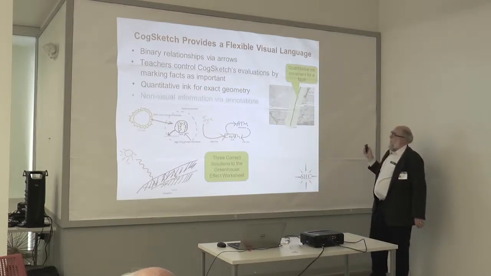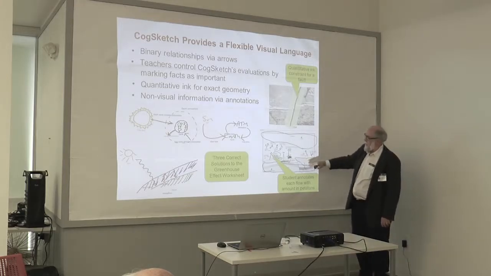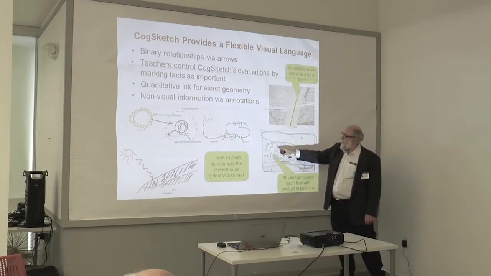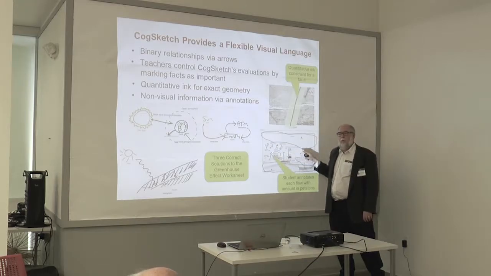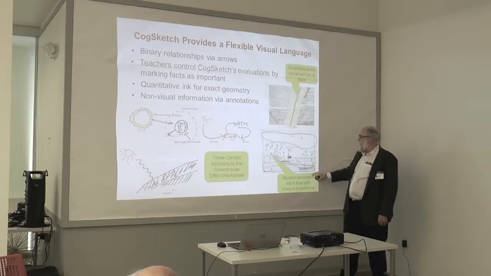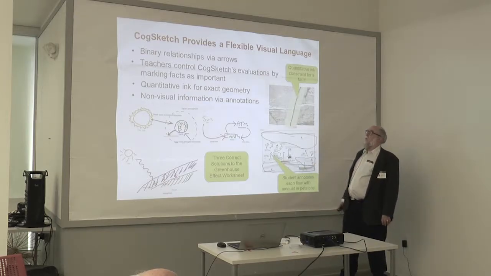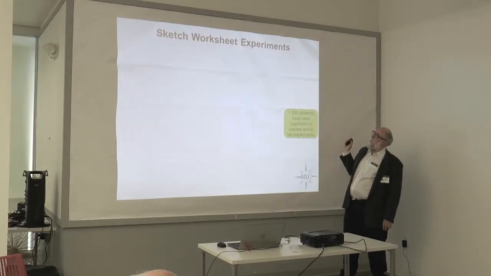In other cases, you need non-visual information. So here's a carbon cycle worksheet from geoscience. Every arrow here is a carbon flow between different reservoirs in the environment. And so you have to say how many petatons are flowing within each one. So that's an annotation about a visual thing. It's not a visual thing itself. So it's a reasonably flexible language, and I think that's very powerful.